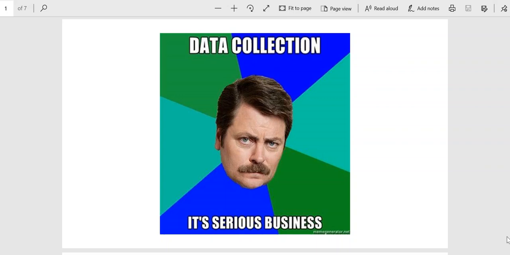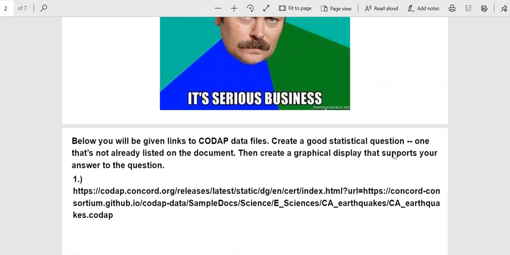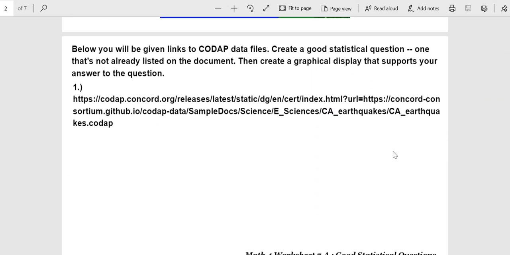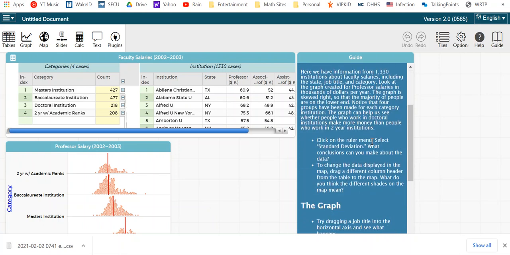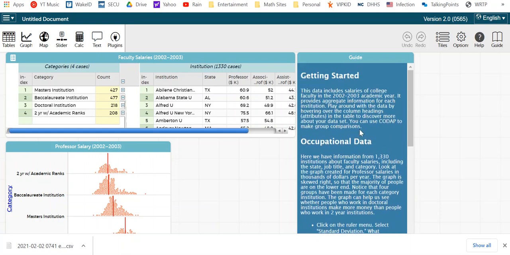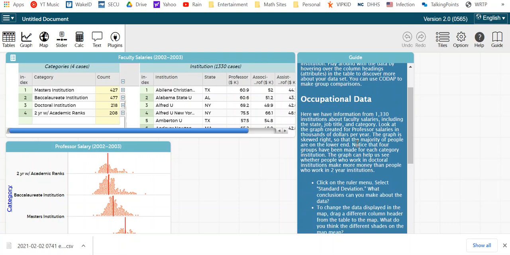Okay, we're ready for the 7A worksheet that goes along with the Math 4 course. We're going to be looking at 4 different data sets. First one is going to involve earthquakes. And the directive here is to try and figure out a good statistical question that you could ask that isn't already being asked, but some of these already have some questions. I'm looking at what they are asking you to do.